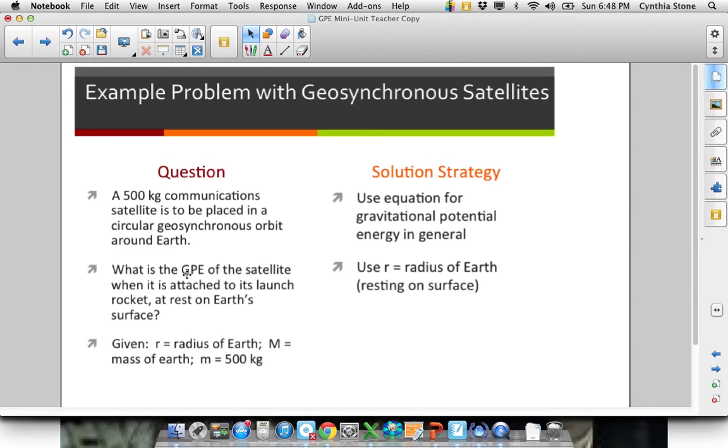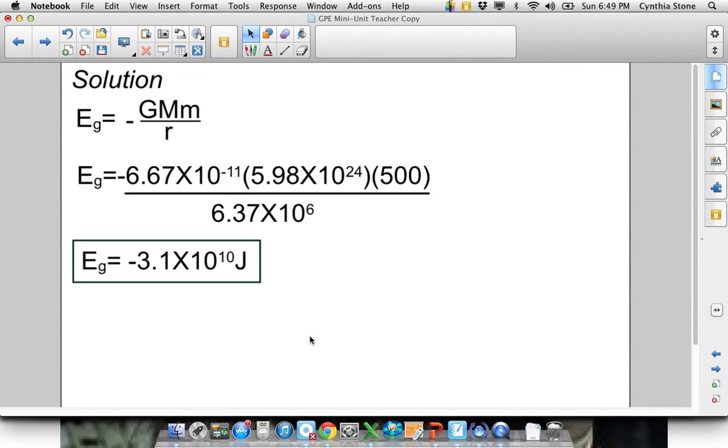The next part, same question. Now we want to find the gravitational potential energy of that satellite before it's launched. So it's just sitting on the surface of the Earth. The information we know is the mass of the Earth, the radius of the Earth, and the mass of the satellite. The strategy is just to use the general GPE formula. You might ask, if it's on the surface of the Earth, why can't I just use mgh? Well, what is h? I guess you could have h be the radius of the Earth. You could do that, actually. But anyway, this is the form that I used.